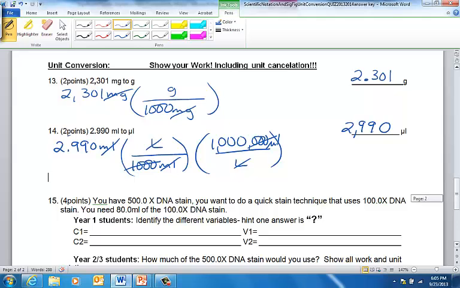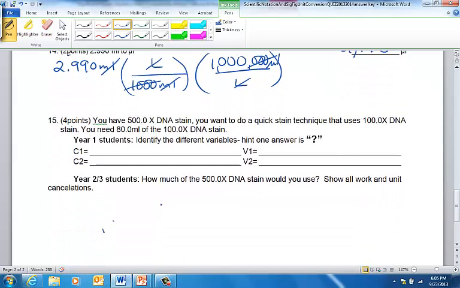Next, let's do a dilution. You have 500.0X DNA stain. That's very, very dark DNA stain. You get it on your hands, it will not go away for a very long time. You want to do a quick stain technique that uses 100X DNA stain. So we need to dilute it by 1/5. You need 80 milliliters of 100X DNA stain.